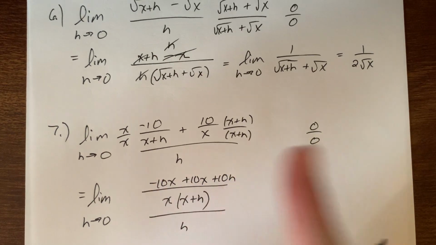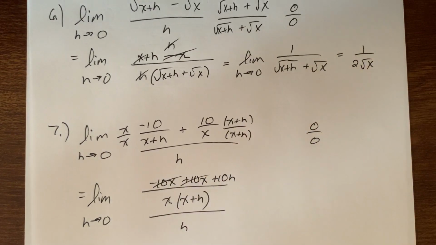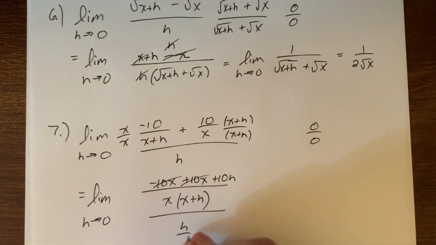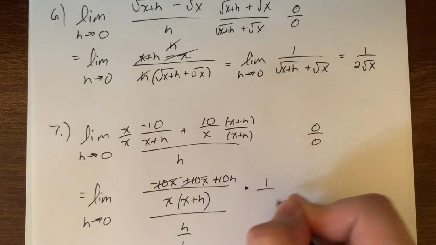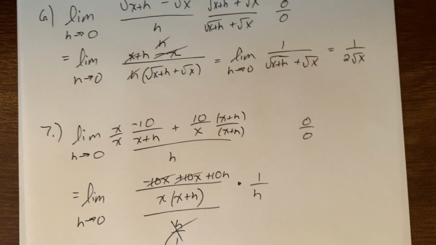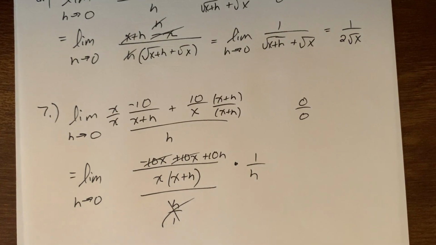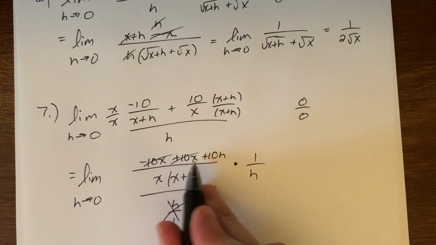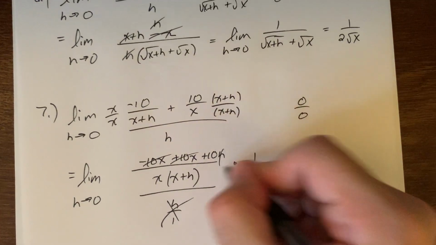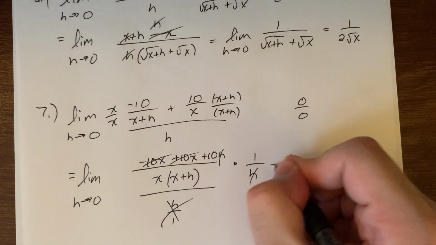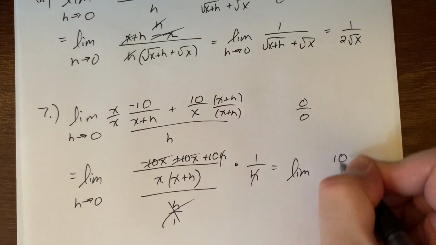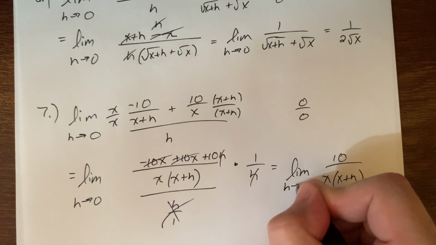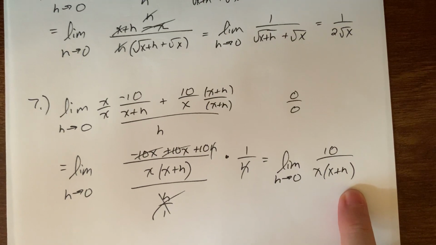Back up here, the minus 10x and positive 10x cancel. 10h over this. This is h over 1. I multiply by 1 over h, multiply by the reciprocal. All this addition subtraction is gone, and that's important. That's what allows me to cancel the h off here. I have 10 over x, x plus h, as h approaches 0.